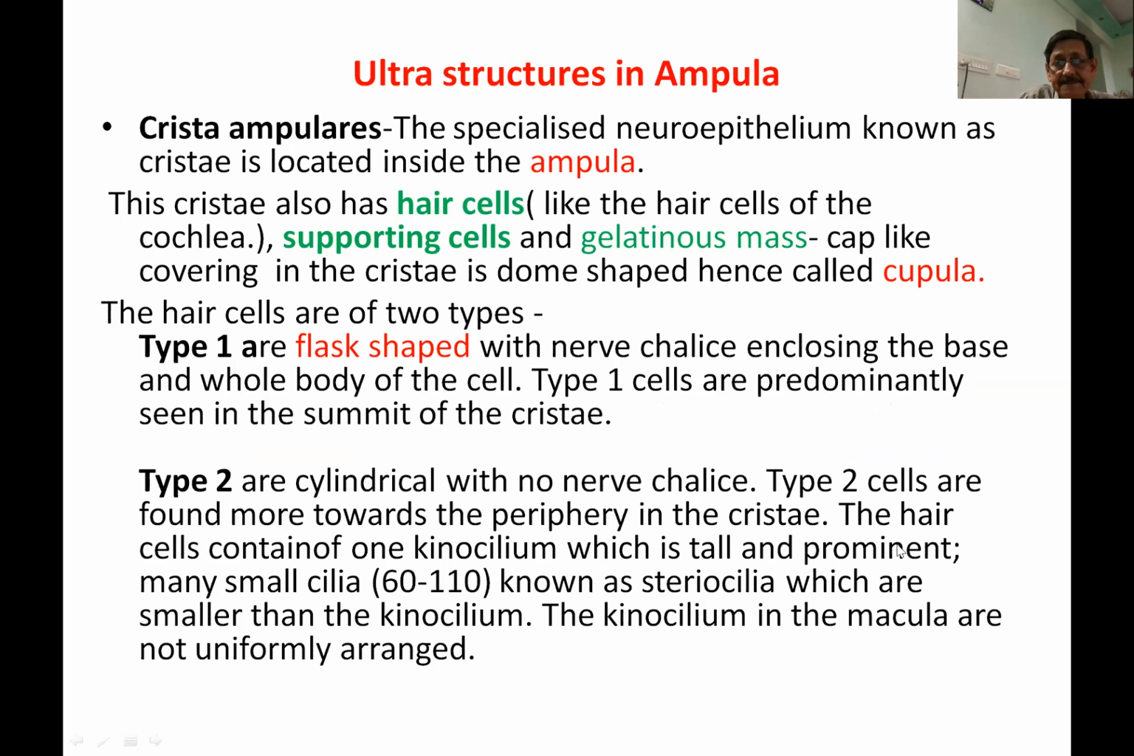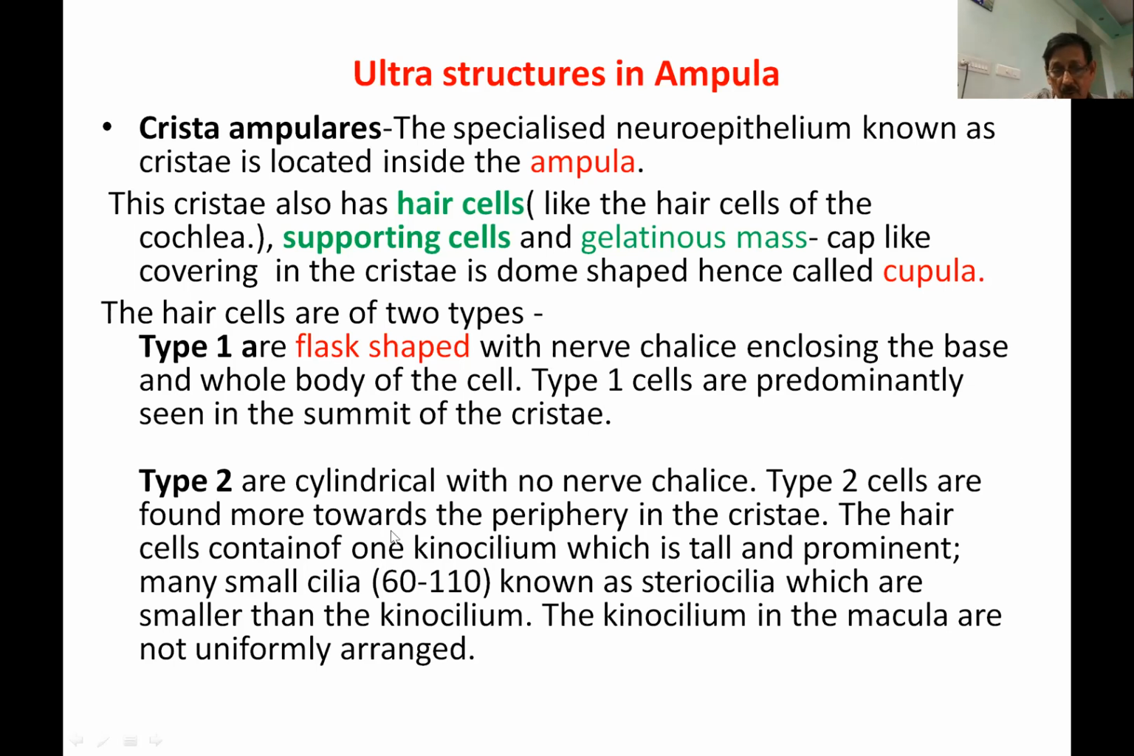The crista ampullaris is a specialized neuroepithelium, located in the ampulla. The crista also has hair cells like those of the cochlea, supporting cells, and a gelatinous mass or cap-like covering called the cupula. So hair cells are of two types: one is the flask-shaped cell, enclosing nerve calyces all over the body, and the type 2 cells are cylindrical with no nerve calyces.